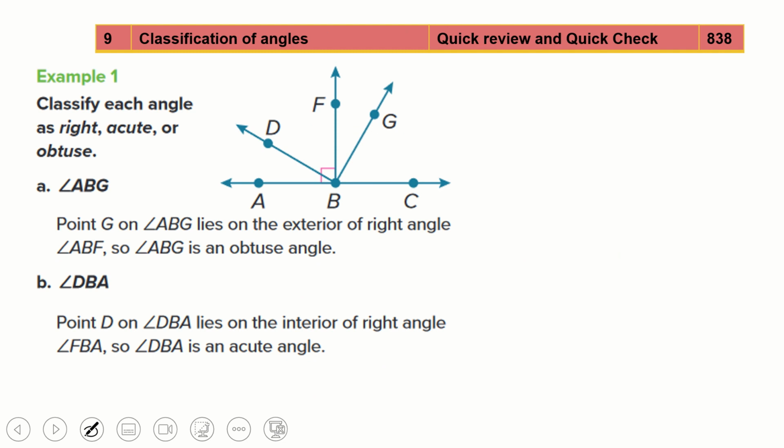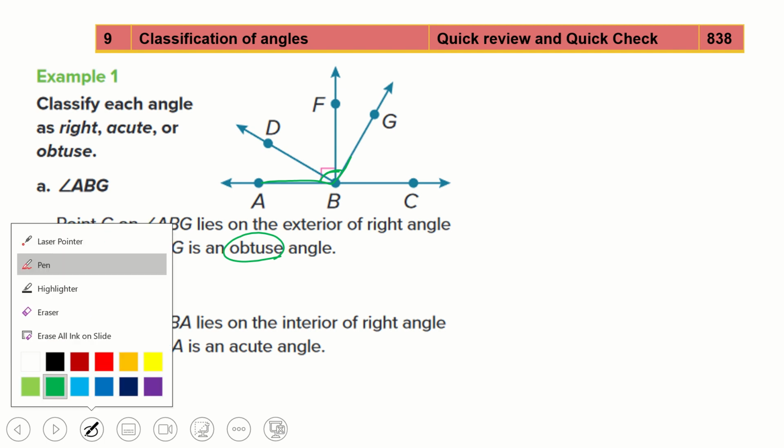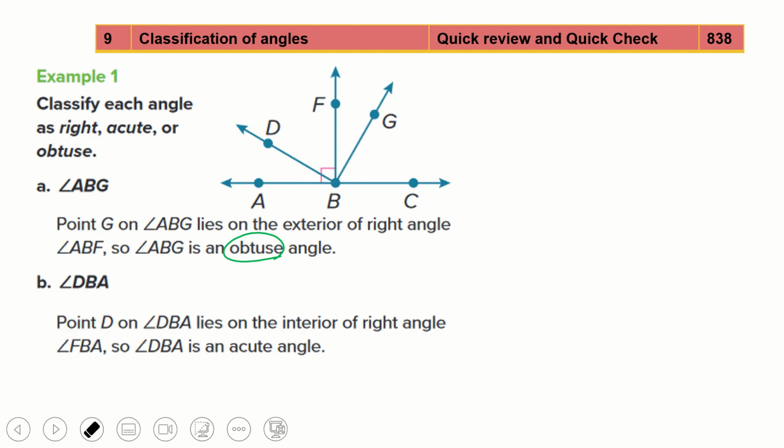Question number 9, we need to classify the angles. So angle ABG, this angle is an obtuse angle. And the other one is DBA. So this is an acute angle.